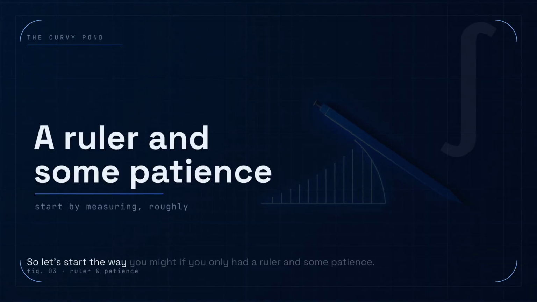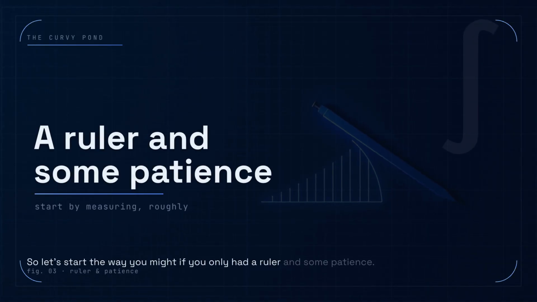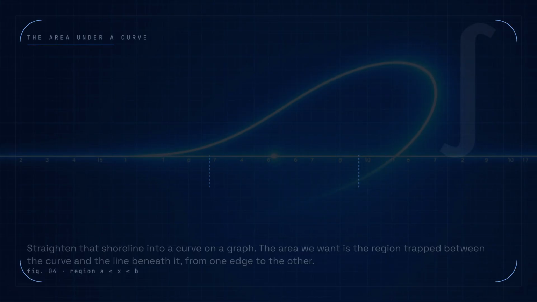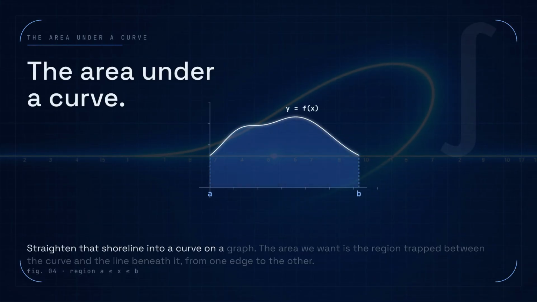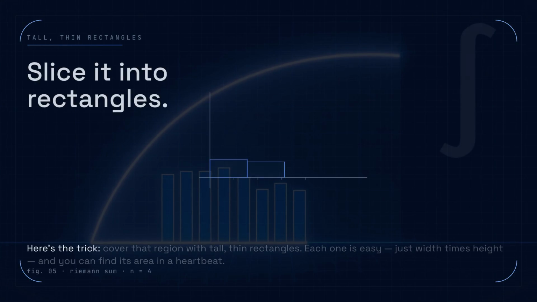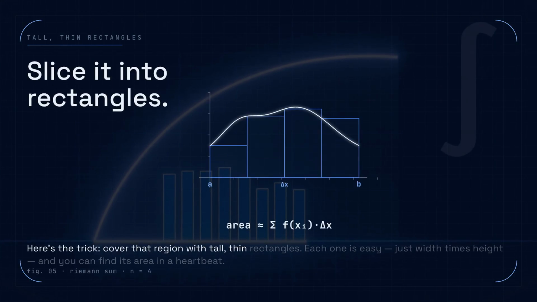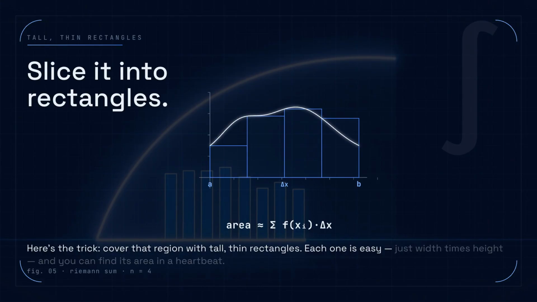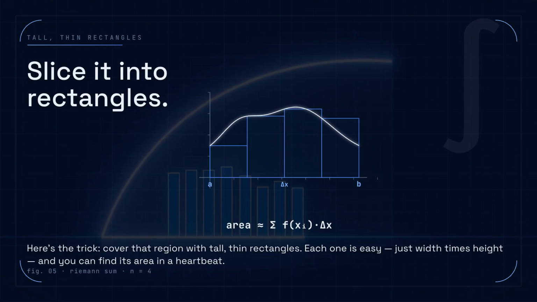So let's start the way you might if you only had a ruler and some patience. Straighten that shoreline into a curve on a graph. The area we want is the region trapped between the curve and the line beneath it, from one edge to the other. Here's the trick: cover that region with tall, thin rectangles. Each one is easy, just width times height, and you can find its area in a heartbeat.